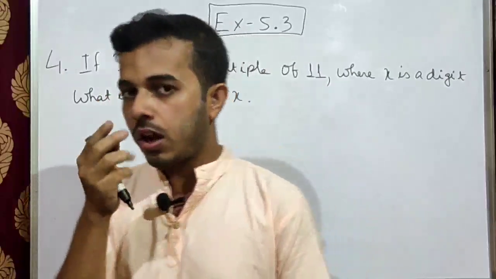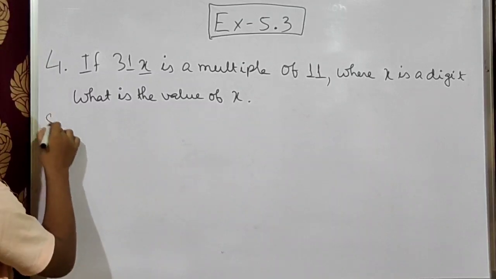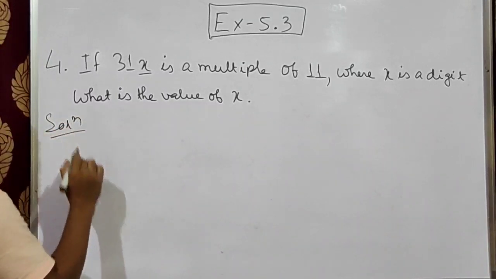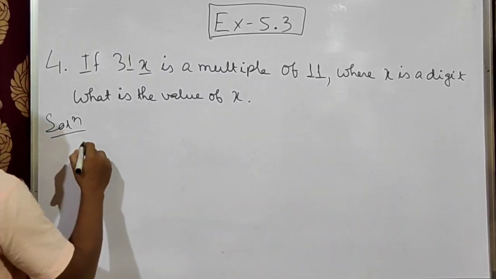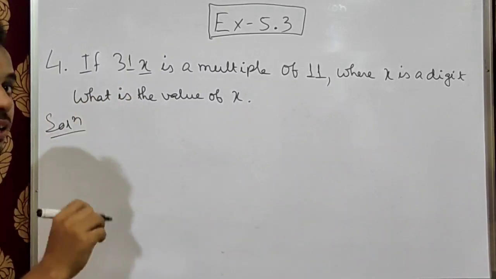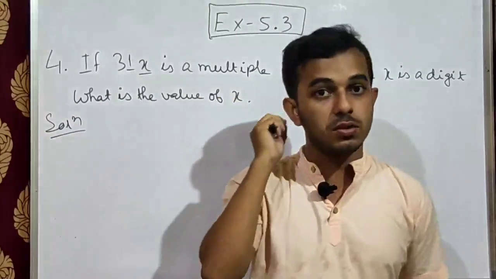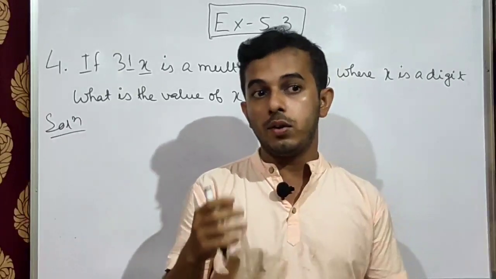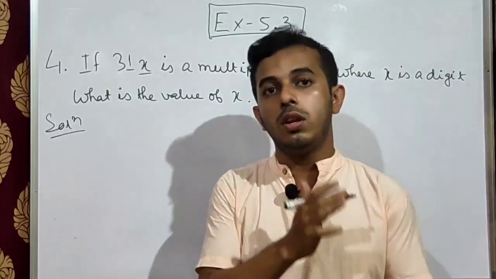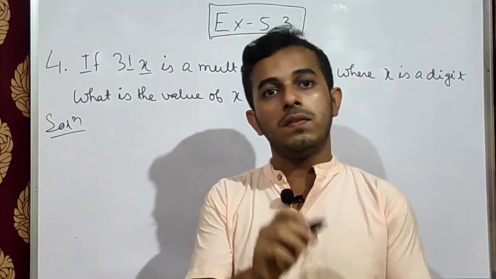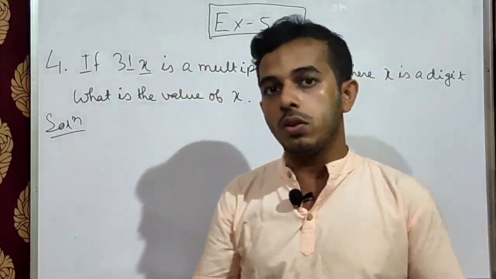Okay, so for that, how will we do it? Let's look at the board. First of all, we will write the solution, right? Now we will do it by the hit and trial method. Hit and trial method means what? Suppose in the first case we put 0, then we think the number is 310, and we check whether it is divisible by 11. If this result is divisible by 11, then it is divisible by 11. Like this we will carry on, right?